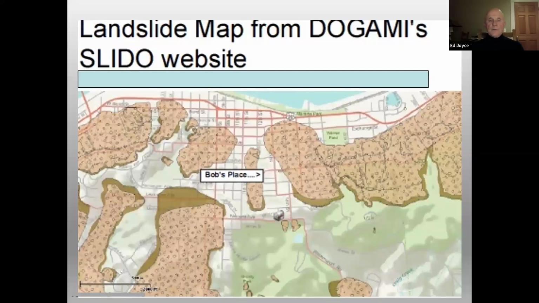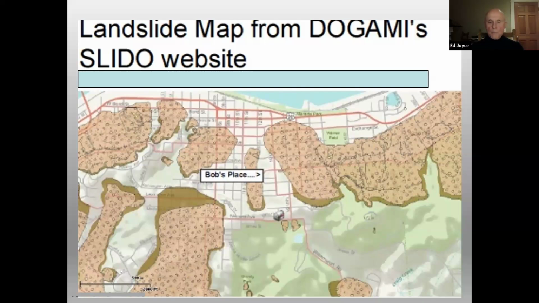This tectonic activity not only makes the geology interesting and challenging, but it also has wreaked havoc on people who want to live along the coast. And this is a landslide map from Oregon's Department of Geology. It's from their Slido website. And all this is Astoria, by the way. This is a map of downtown Astoria, and all that brown is evidence of past slides. So there's been slides all over Astoria.